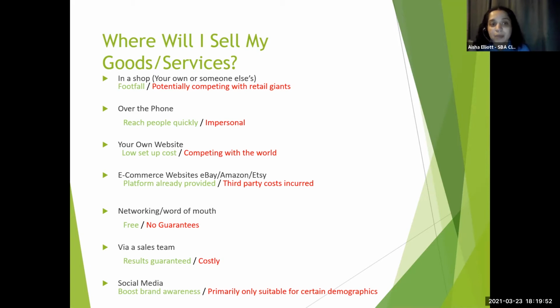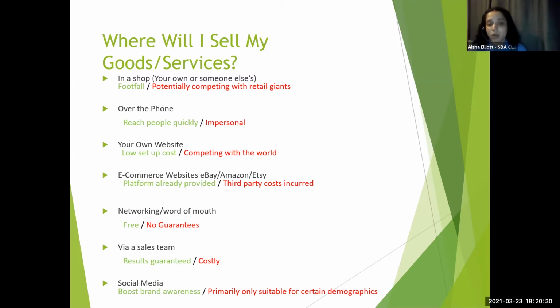But there are, of course, websites such as eBay or Amazon or Etsy. So we already have a proven platform. It already works. People are on there all the time. They're multi-billion-pound websites effectively. So that's a really great place to start. But on the other hand, you have third-party costs. So you will have to give some of the money that you make to eBay or Amazon or Etsy for them directing that sale to you.